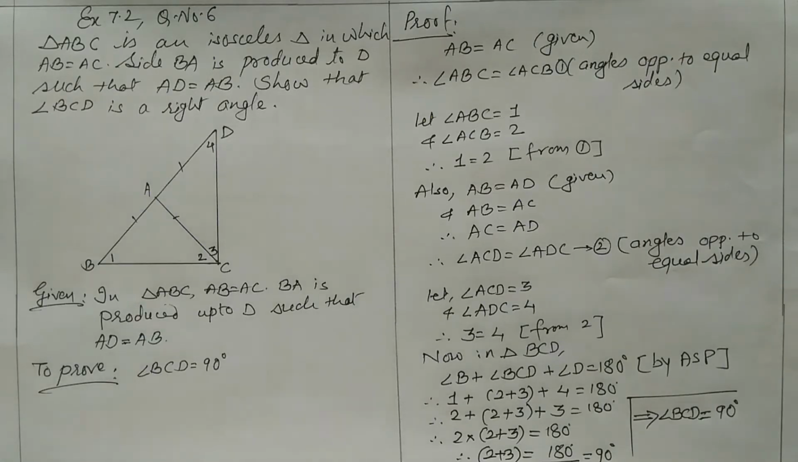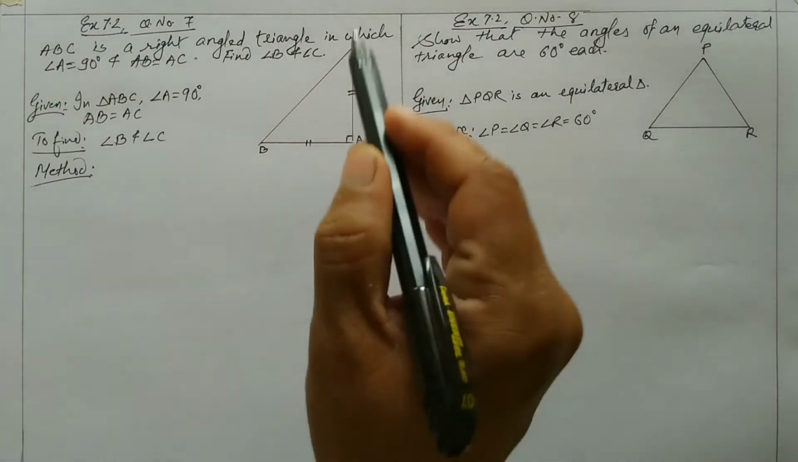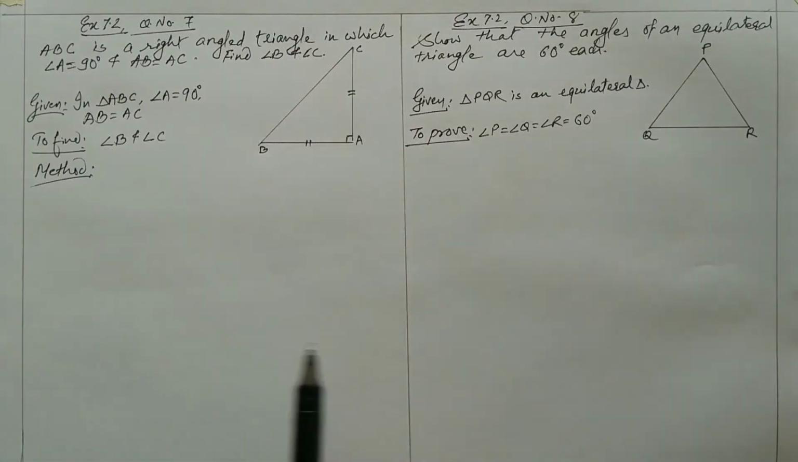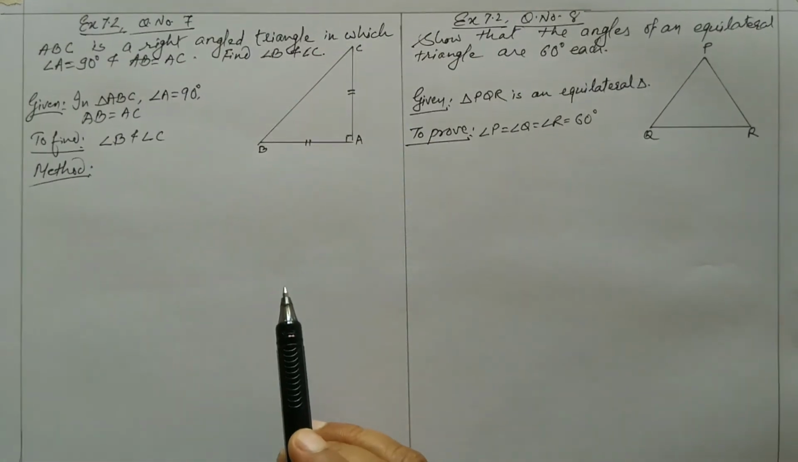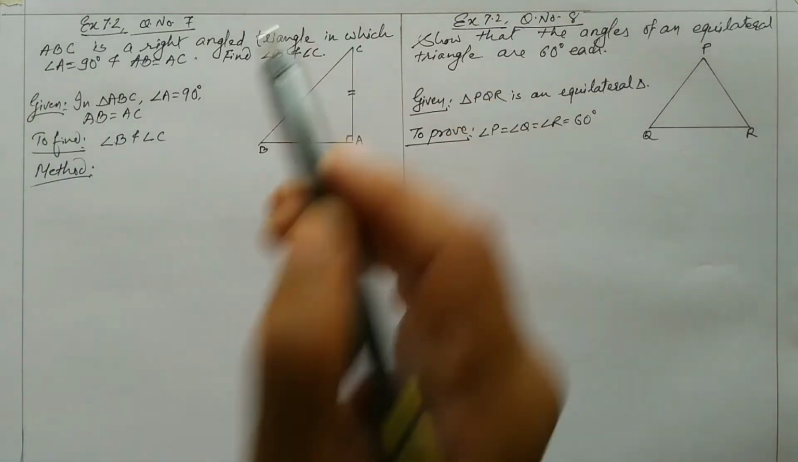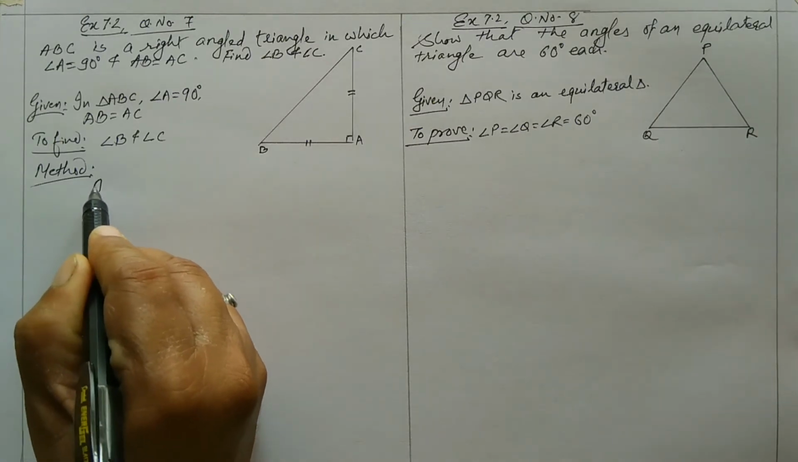Okay, let us see question number 7 of exercise 7.2. Here triangle ABC, angle A is 90 degrees and AB is equal to AC, so you can call this triangle an isosceles right angle triangle. You have to find measure of angle B and angle C. Okay, so let us see the method.